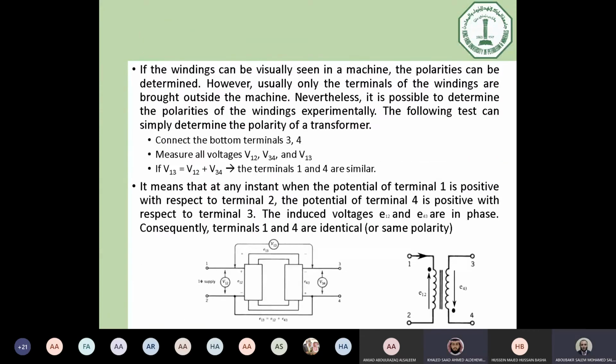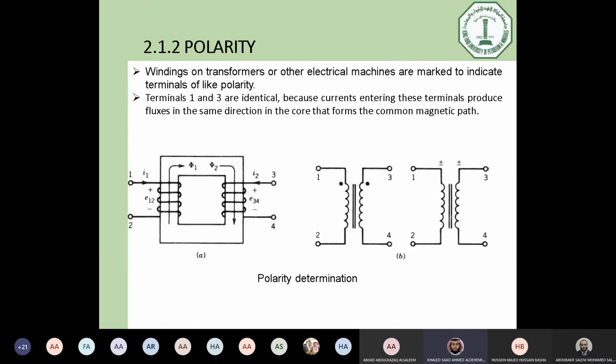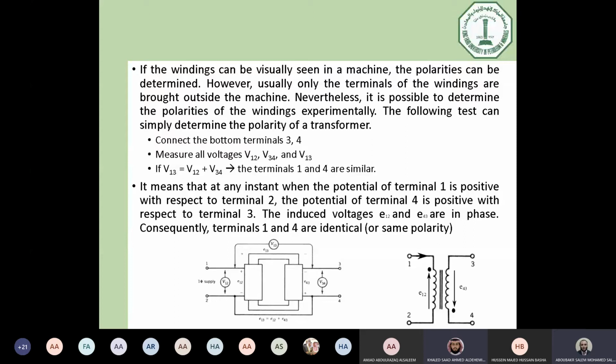Why don't we have this one, the last one? Here, in this slide or the next slide, you mean? Next slide, yes. Okay, fine.